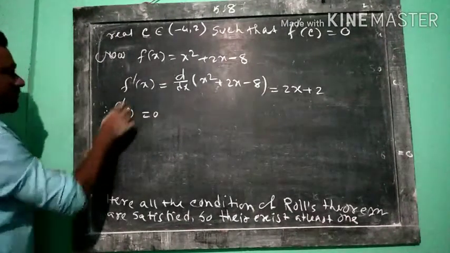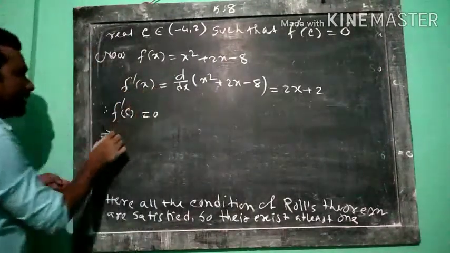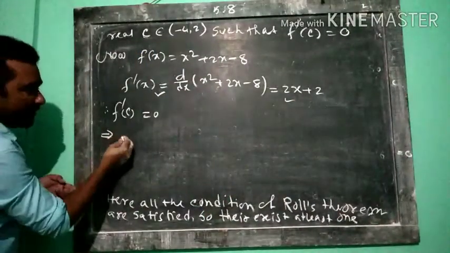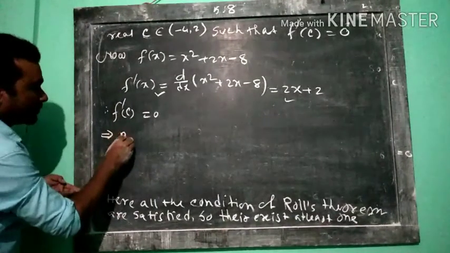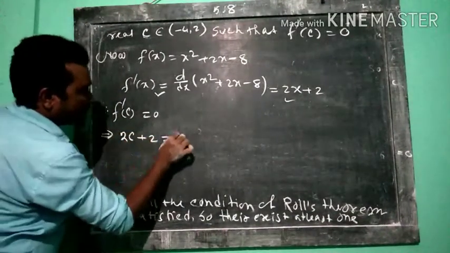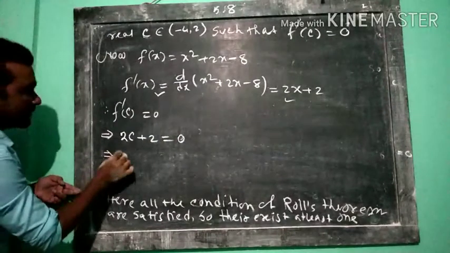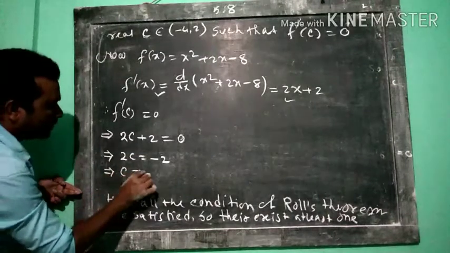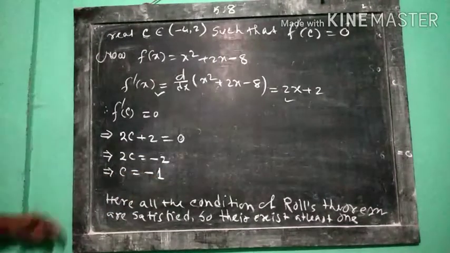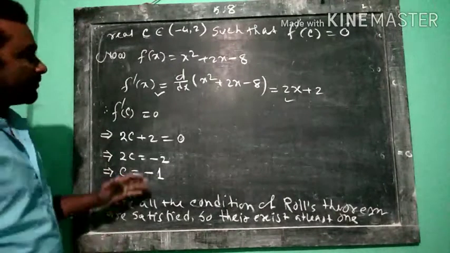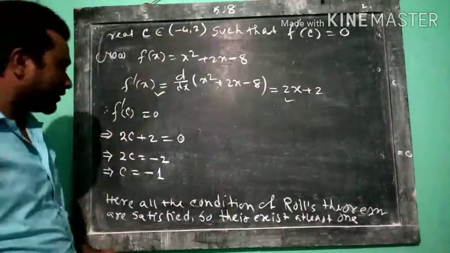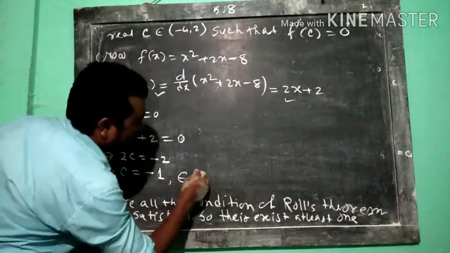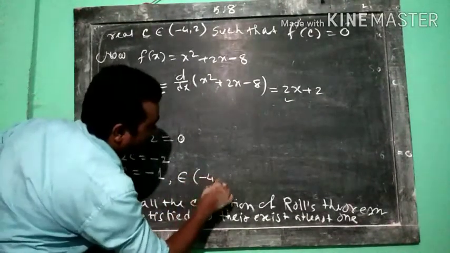In place of x, if we put c, then what we get: 2c plus 2 equal to 0. That implies 2c equal to minus 2, which implies c equal to minus 1. And minus 1 lies between minus 4 and 2, which belongs to the open interval (-4, 2).